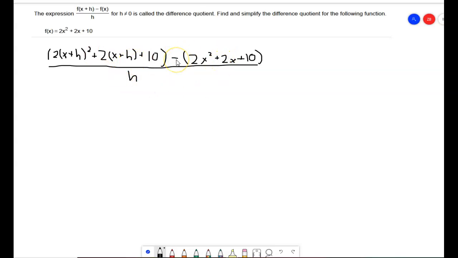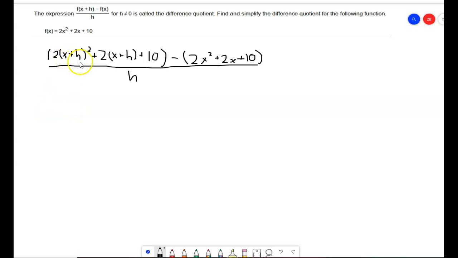That's a lot of things to keep track of. Now we basically have to do some distribution. We've got to do some FOILing. We've got to combine like terms. We're going to end up canceling some stuff out, and then we've got to reduce it as far as we can. So let's go ahead and start working this.